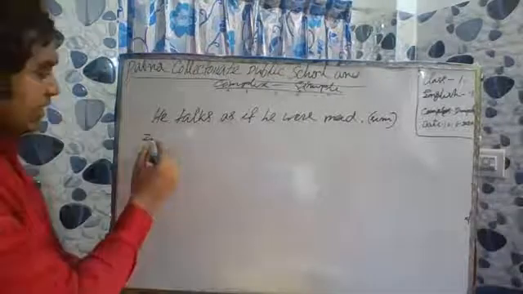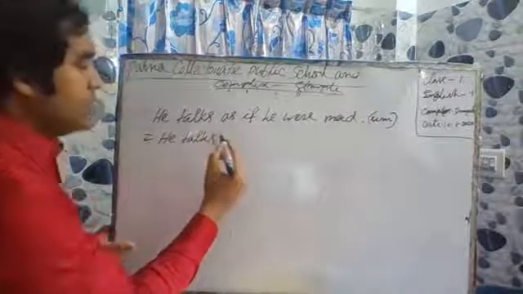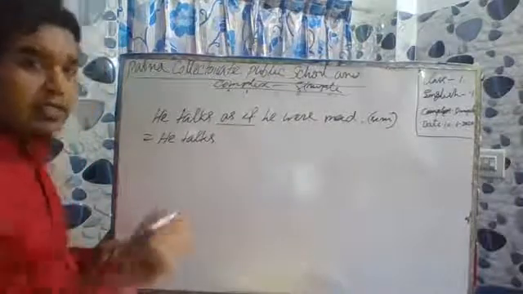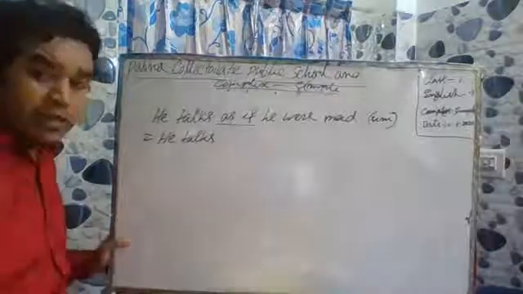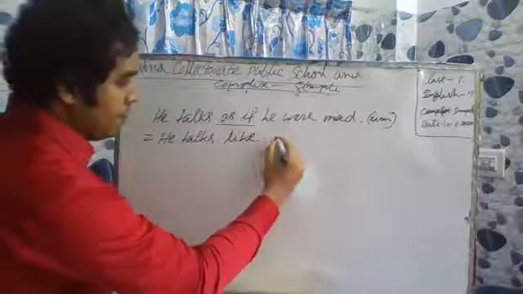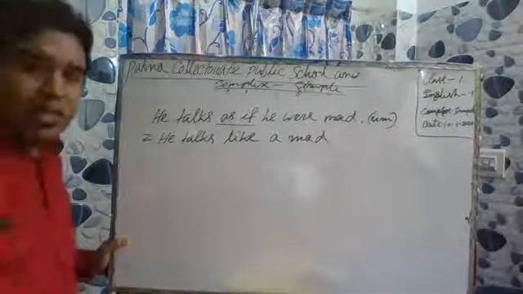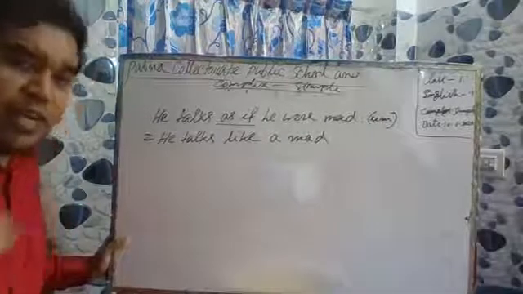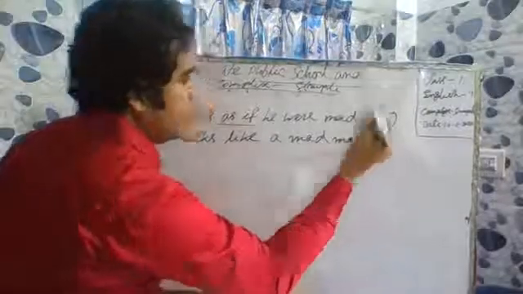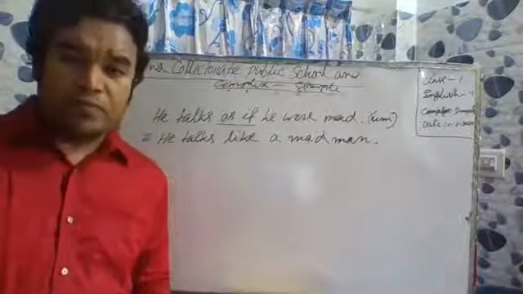Okay, dear student, let's see. He talks, instead of as if, you have to use like. Instead of as if, you have to use like. He talks like a mad, and mad what? We can take the word man. If you write down he talks like a madman, that will be okay. I will use the word man here. He talks like a madman. Dear student, hope you have understood.